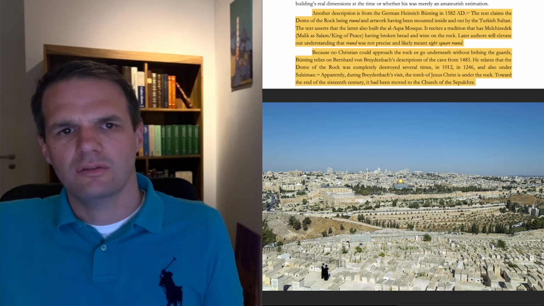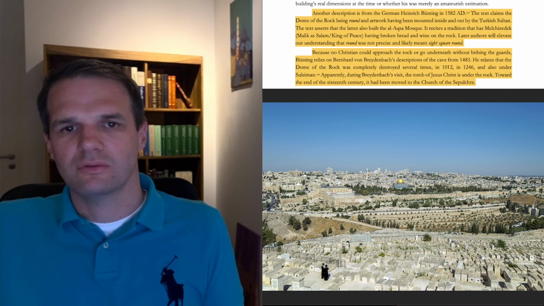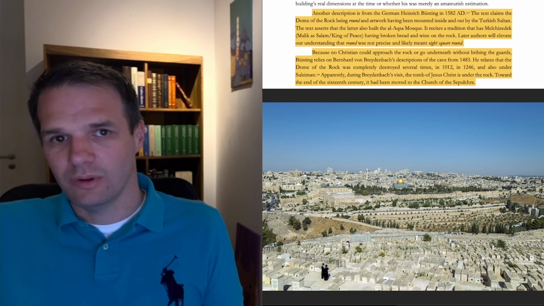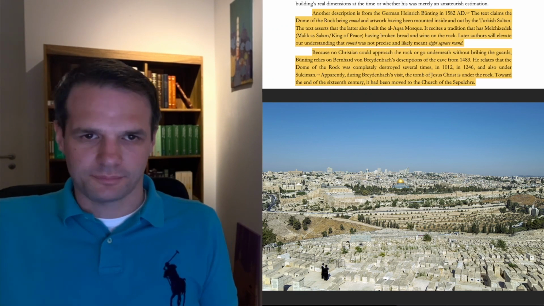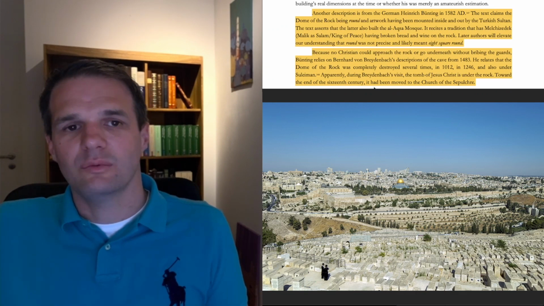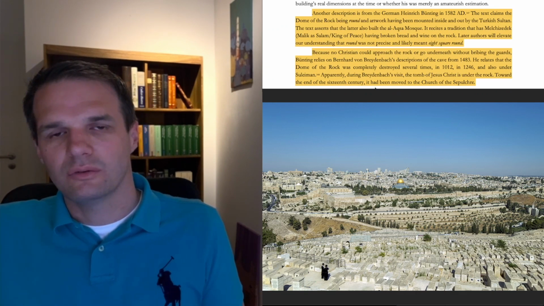Towards the end of the 16th century, it has been moved to the Church of the Sepulchre. Now we're getting into crazy territory again. Clearly, the Holy Sepulchre was always the place where Christians believed Jesus' grave was. And the grave was never under the rock and was never moved to the Holy Sepulchre.